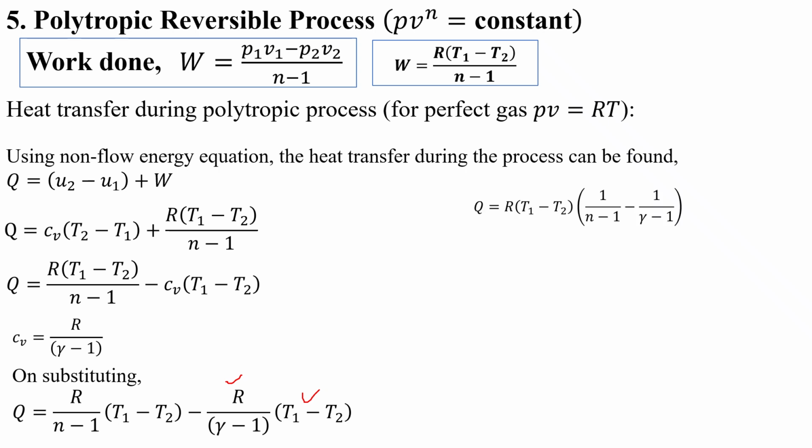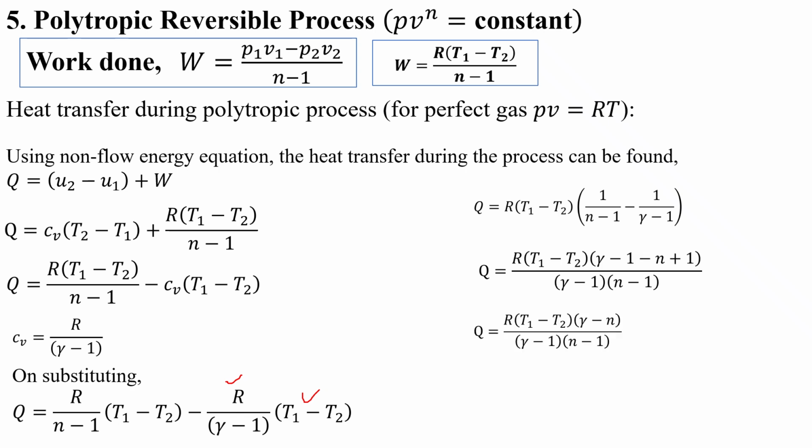Then we have to take it outside. Then Q equals R into T1 minus T2 into 1 divided by n minus 1 minus 1 divided by gamma minus 1. So from this we can rewrite as Q equals R into T1 minus T2, gamma minus n divided by gamma minus 1 into n minus 1. So finally, we can write the heat transfer in the polytropic process as Q equals gamma minus n into R into T1 minus T2 divided by gamma minus 1 into n minus 1.